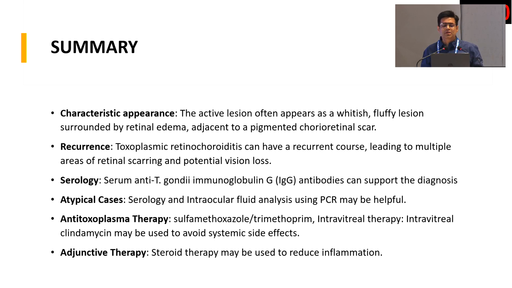To summarize, basically they have a very characteristic appearance, so at least in the typical form it's not a very hard diagnosis to make. What you should be aware of is that they recur, so the treatment should be adequate. In atypical cases, you can actually support it with serology. Anti-toxoplasma therapy is basically what we give as Septran or Bactrim, and adjunctive therapy in the form of steroids helps in controlling the inflammation and preventing unwanted outcomes.